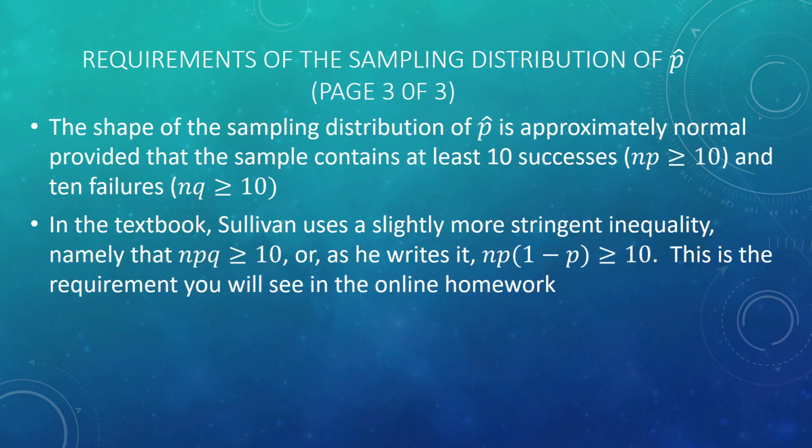Sullivan introduces a slightly more stringent inequality. He says that npq has to be greater than or equal to 10, or as he writes it, np times the quantity 1 minus p has to be greater than or equal to 10. So notice this is a slightly different inequality, and you're going to end up needing a few more than 10 successes and 10 failures. So just make sure you use this inequality when you do your homework online.